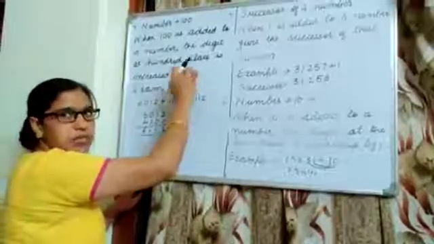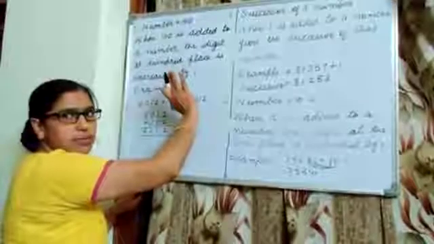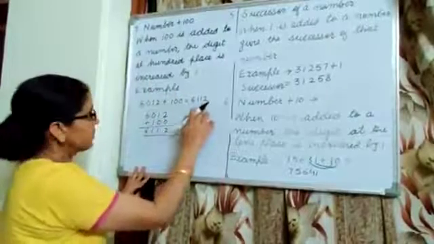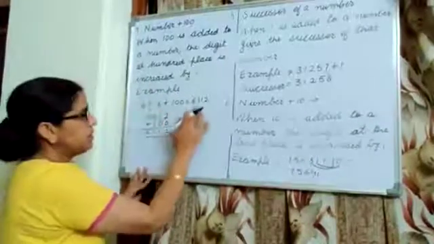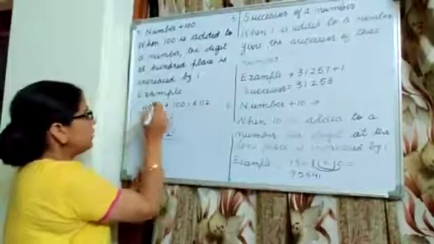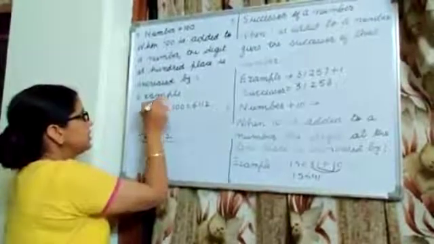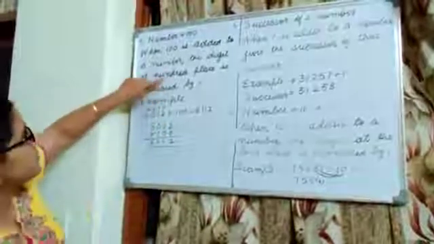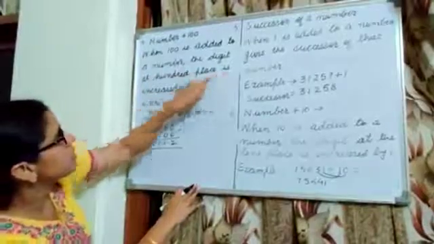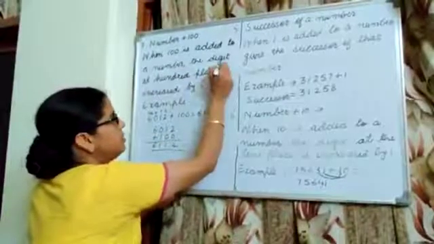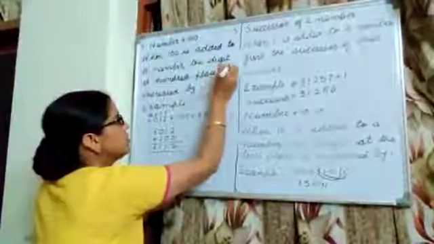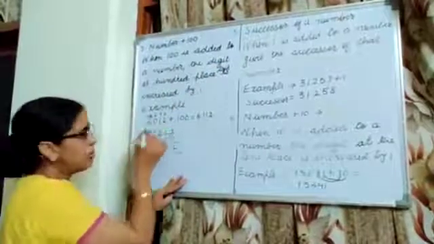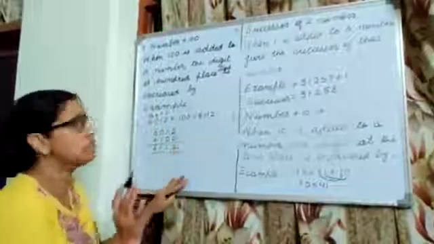Only the hundreds place digit will be increased by 1 and the other digits will remain the same. See, 2 is the same in the ones place, 1 in the tens place is the same. Only this is the hundreds place digit, and it is increased by 1. Only plus 1 here, otherwise there is no change.